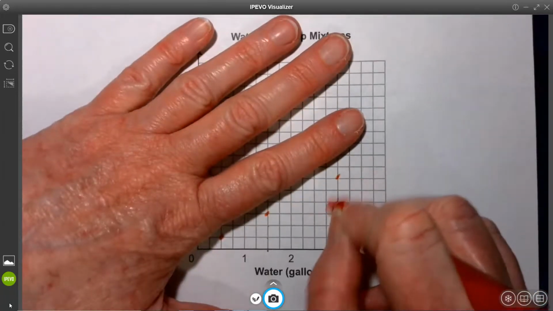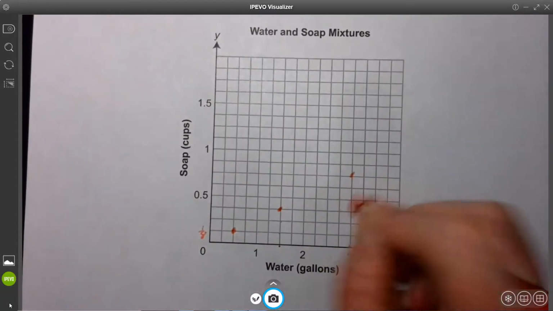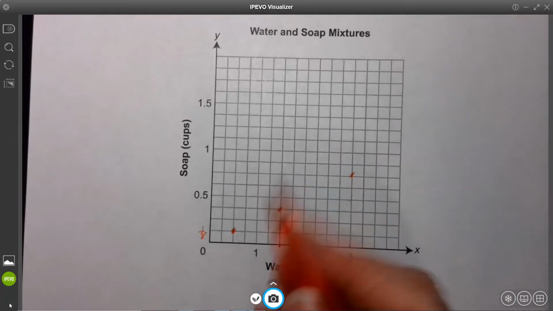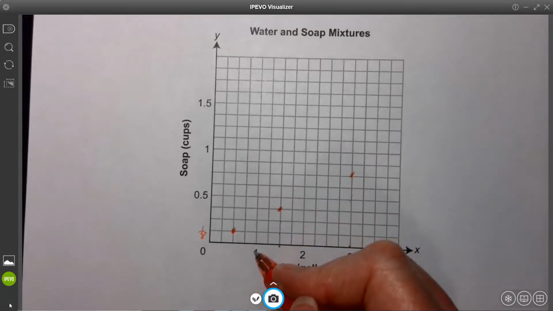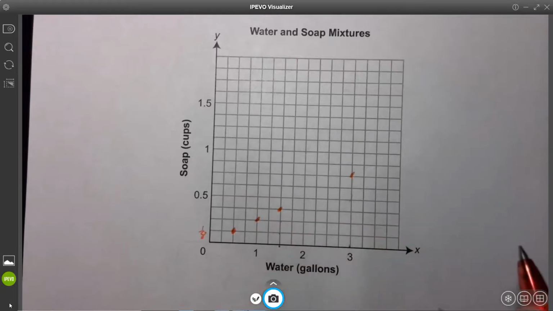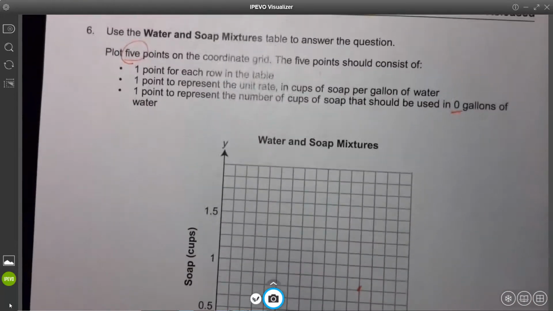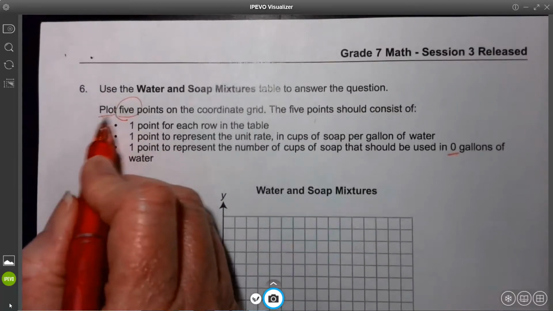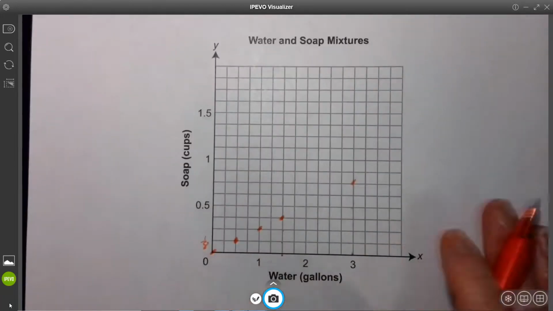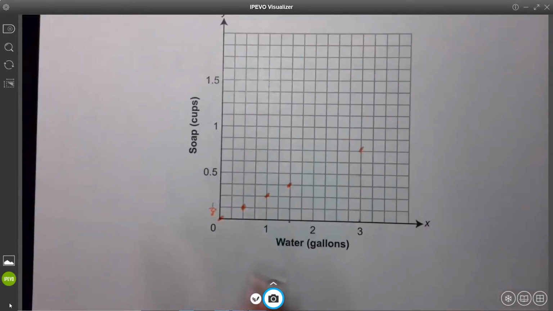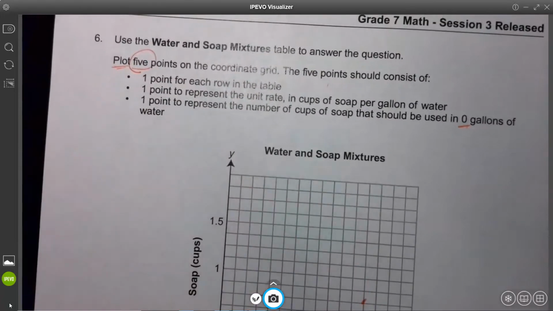Don't make extra dots. That could throw us off. So we have 1, 2, 3. We had to make one for the unit rate. The unit rate, that's 1, and we found out that was 1/4. So we have 4. We have to do the 0 gallons. That's what our graph would look like. Now, here's the part that you have to be careful of. If it says to plot, don't draw a line. If it says to draw a line or make a graph of, then you need to draw a line. It just says to plot, so I'm not going to draw a line in.